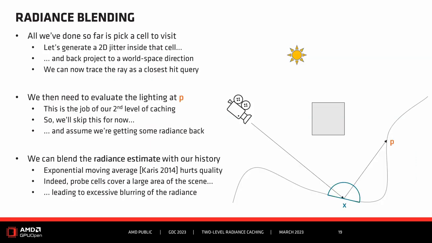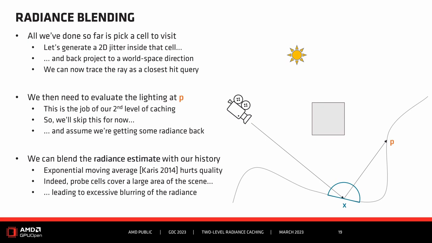So all I've described so far is how we best spawn our probes on the screen and pick a cell that we want to visit, but we haven't traced the ray yet, so we're going to do this now. Once we've got the cell we want to visit, it's quite easy. We just generate a 2D jitter inside the cell, and we back project this to a world space direction, and now we can trace our ray as the closest hit query.